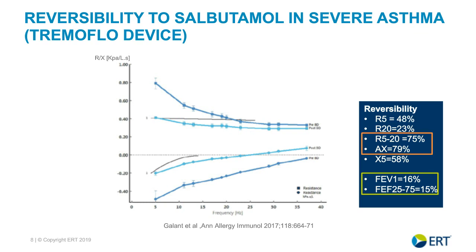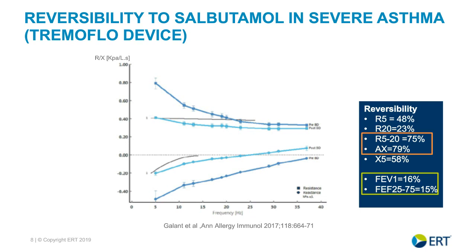You can see the pre and post bronchodilator traces for this patient before and after inhaling salbutamol 400 micrograms. You can see there are quite marked changes in both the upper curves, which is resistance, and the lower curves, which is reactance. To put some numbers on this, the patient had a 16% change in their FEV1 in response to salbutamol, and a 15% change in response for the FEF 25-75, forced mid-expiratory flow.